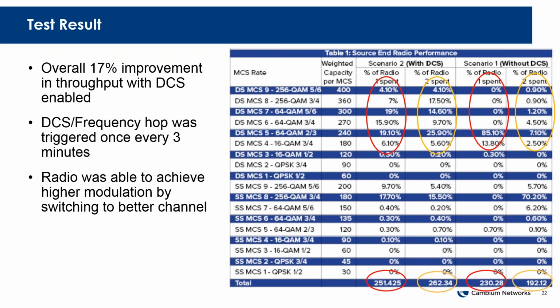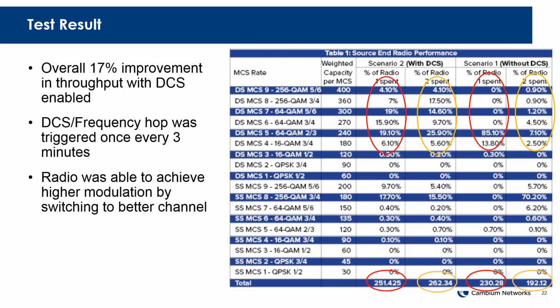you're able to improve your overall capacity. The frequency hop, which means how often the frequency hop was happening, was about once every 3 minutes, which tells you how bad the interference would have been for the radio to continuously switch once every 3 minutes. And keep in mind, this test was run over 24 hours, so it's close to 200 or 250 hops in its entire journey. Also, the radio was able to achieve higher modulation compared to this one.